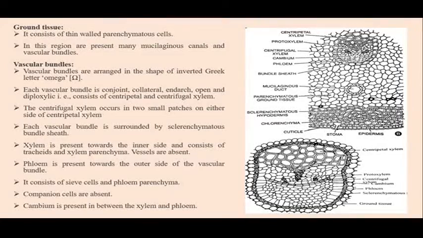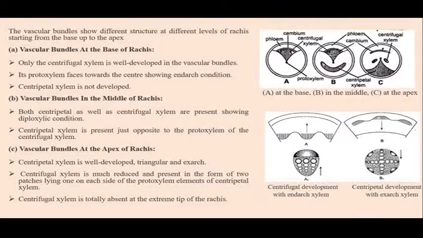Xylem is present towards the inner side, that is towards the center, and consists of tracheids and xylem parenchyma. Vessels are absent. Phloem is present towards the outer side of the vascular bundle. Phloem consists of sieve cells and phloem parenchyma. Companion cells are absent. Cambium is present in between the xylem and phloem.